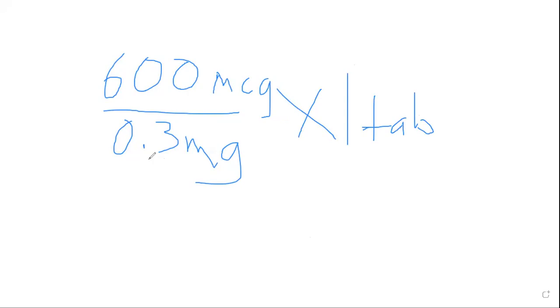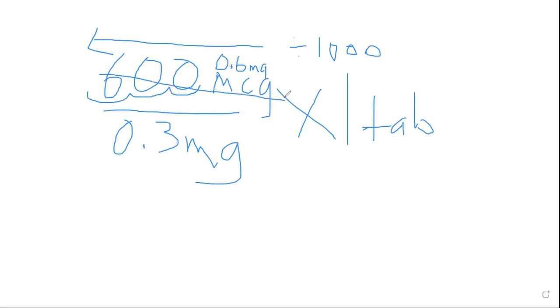Okay, so we can either move this and make this micrograms, but we're going to do this one instead. So for this to go to milligrams, we have to do what? Go to the left, which means we have to divide by 1,000. Remove our decimal, 1, 2, 3. So it should give us 0.6 milligrams. Okay, so we got 0.6 divided by 0.3. And you should get 2 tabs.